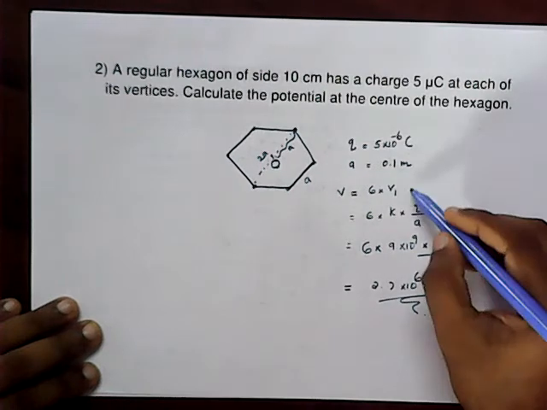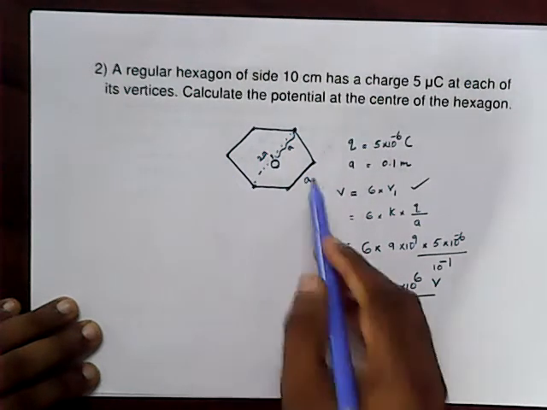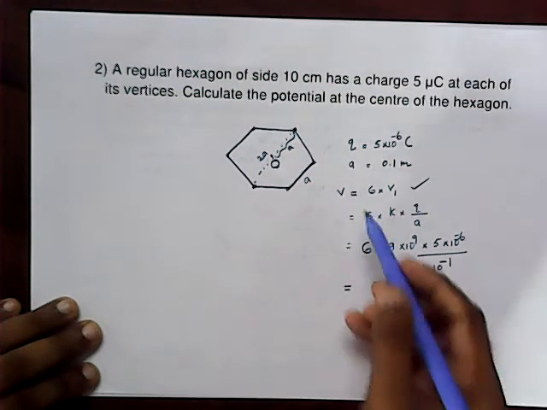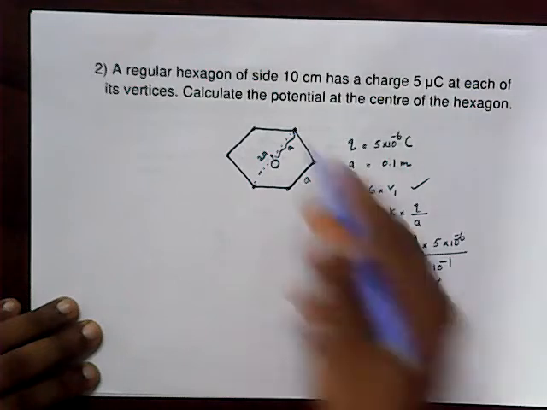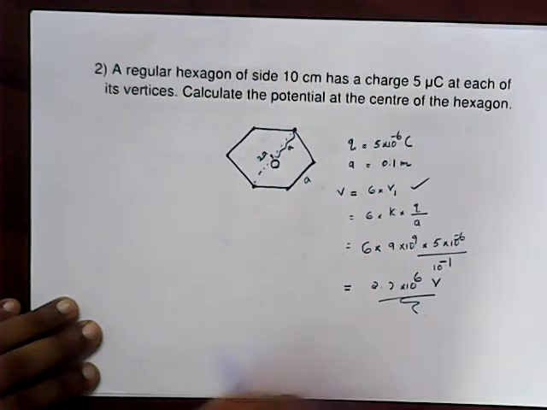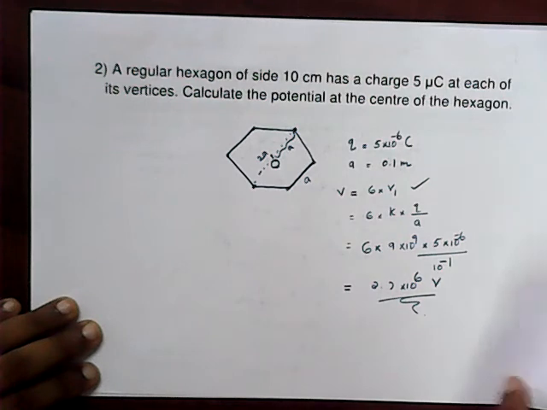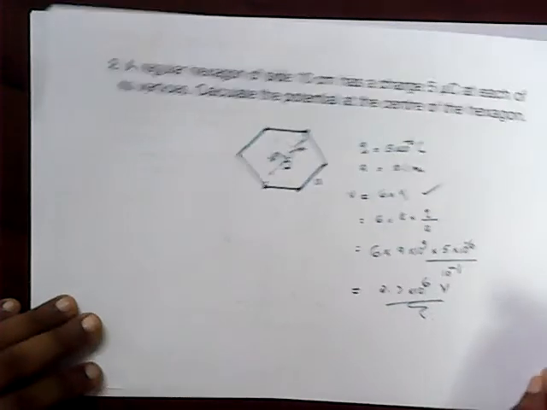So here keep in mind that every charge is the same, and hence we take 6 times the individual contribution. Each contribution is added together because potential is a scalar quantity. So we can move to the third question.